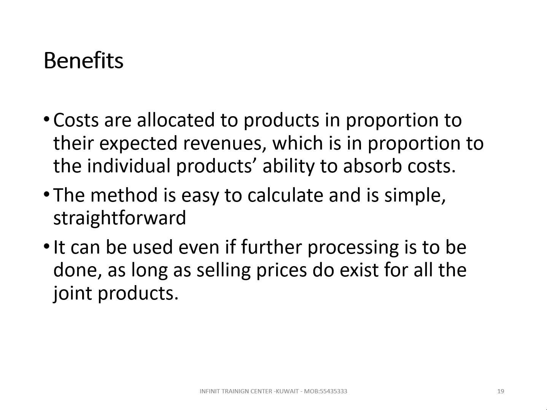So the benefit of this is costs are allocated to products in proportion to their revenues, which is in proportion to individual products' ability to absorb the cost. So here cost is going to be allocated based on the revenue percentage. So it is based on how much they can absorb, their ability to absorb this cost. So high revenue products will get high cost, and products which yield low revenue will take only low cost. Okay, so that is one of the benefits.